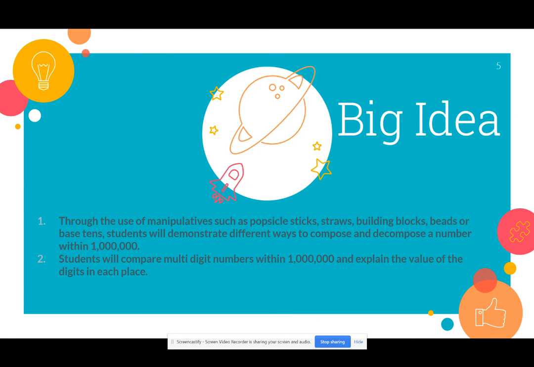So the big idea is that the students will be using manipulatives like straws, building blocks, popsicle sticks, or any other kind of manipulative that they choose. They could even draw one using graph paper. They will demonstrate different ways to compose and decompose a number within 1 million. Also, students will compare multi-digit numbers within 1 million and explain the value of the digits in each place.